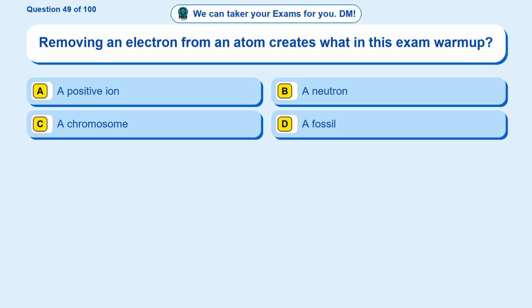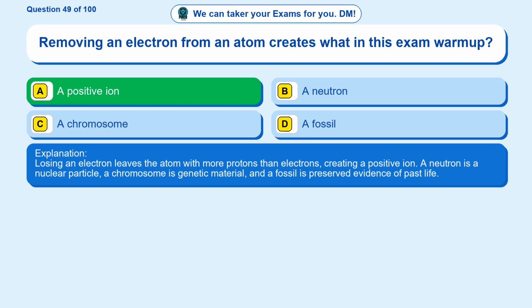Question 49. Removing an electron from an atom creates what in this exam warm-up? Option A. A positive ion. Option B. A neutron. Option C. A chromosome. Option D. A fossil. The correct answer is option A. A positive ion. Losing an electron leaves the atom with more protons than electrons, creating a positive ion. A neutron is a nuclear particle, a chromosome is genetic material, and a fossil is preserved evidence of past life.